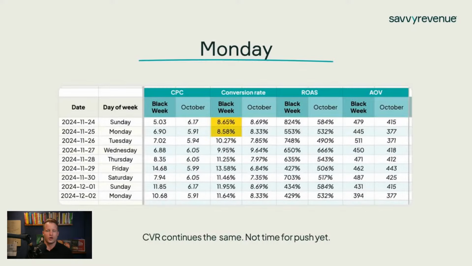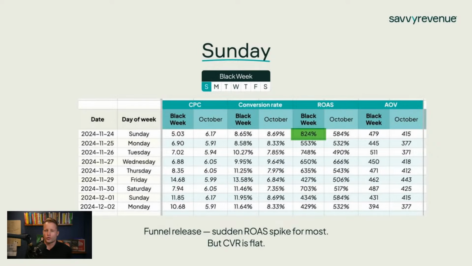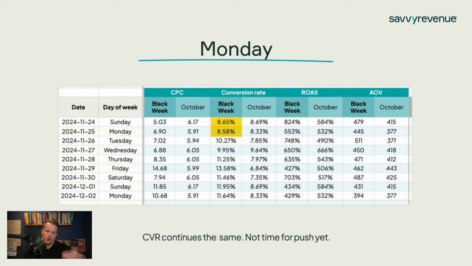No, I wanted to show the conversion rates actually continue to stay the same. I have a video on this, but I'm comparing this to normal Sunday and Monday in October, and conversion rates haven't started going up yet. So the reason we're seeing a ROAS increase here is because there's a funnel release. The sale went live. All the people who are sitting and waiting are starting to buy now because conversion rates aren't higher. And that's why I'm sometimes against overbidding starting on Sunday and Monday, because in this case, we haven't seen conversion rates go up. So the CVRs that we go into Black Week with should actually stay the same.